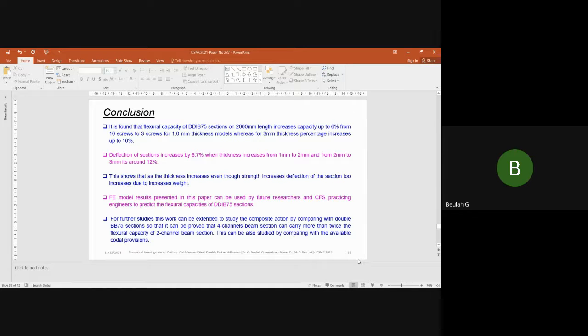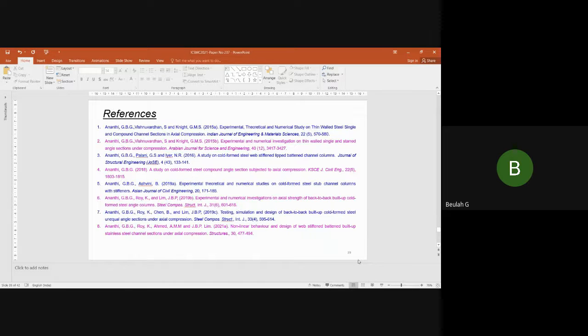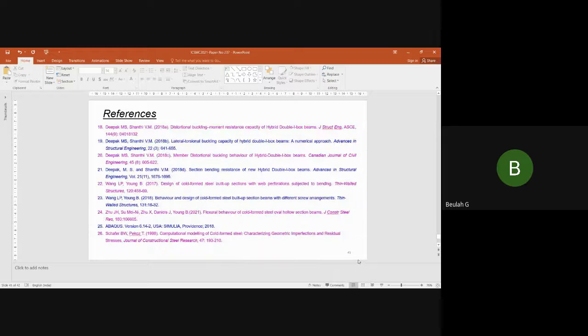By varying the geometrical cross sections and the properties, new observations can be arrived at. These are some of my references.